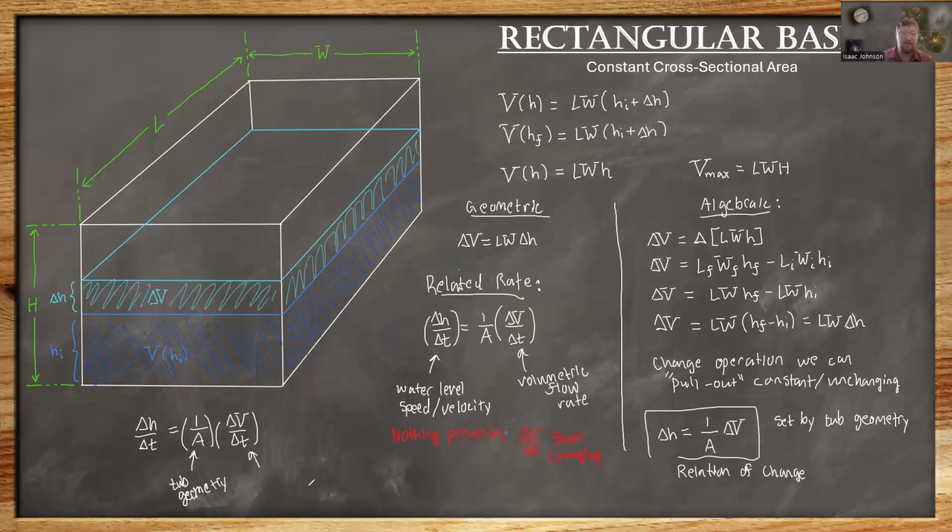And then what sets delta V over delta T? However we set our faucet. Yeah, it's the faucet. And it's safe to say in the case of the rectangular tub that the rate of flow from the faucet has absolutely nothing to do with the tub geometry. We've already seen that in our earlier model where we didn't consider overflow. And at the same time, the geometry of the tub doesn't change based on the faucet flow rate. So we have two different factors that affect the change in height with respect to time, and they're actually decoupled.